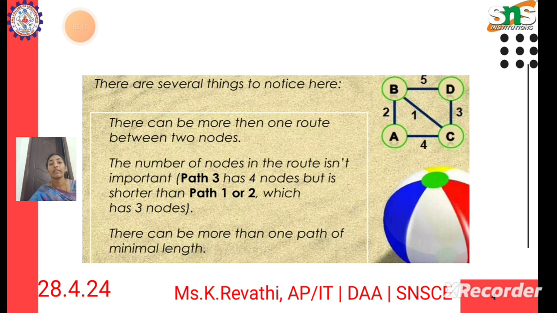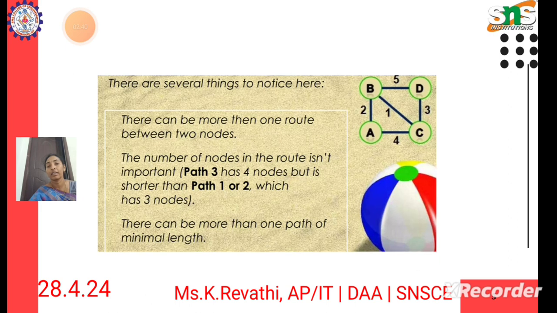There are several things to notice here. There can be more than one route available between two nodes. The number of nodes in the route is not important. Path 3 has 4 nodes but is shorter than path 1 or 2, which have 3 nodes. There can be more than one path of minimal length, and the minimal one will be taken for the result.